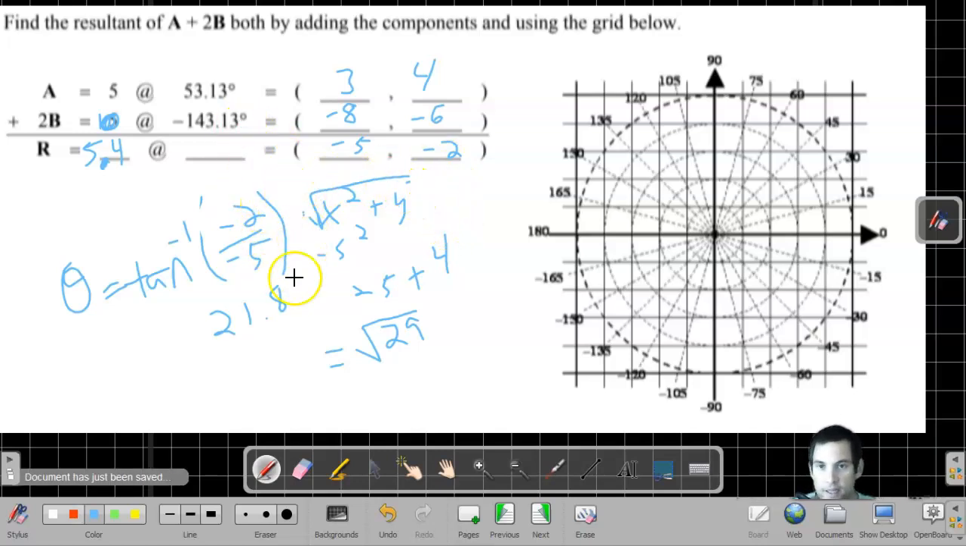Are we adding 180 to the 21.8, or are we subtracting? Well, if you're not sure, then draw it out. If we have a -5 and a -2 as our x and y components, we know it's going to be -1, 2, 3, 4, 5, and then 1, 2. So we know we're going to end up somewhere over here, which is somewhere between 150 and 165. So we need to subtract 180 degrees from this. And that's going to give us -158 degrees.